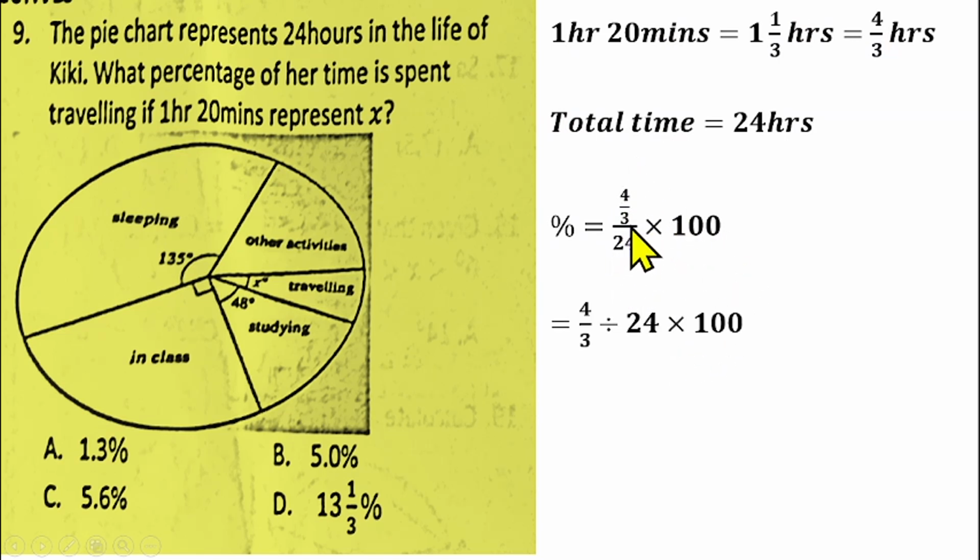Then we can now change this one. You can express this one like 4/3, then the division sign, you can write that division sign like this: 24 multiplied by 100. Then we can change this one to multiplication. That will give us 4/3 times 1/24 multiplied by 100, which we can now reduce. 4 can go in 24, that gives us 6. So 3 times 6 gives us 24 back. What am I saying? 3 times 6 will give us 18 rather. Then we now have 100 over 18, and that should give us 5.6%, which is option C.